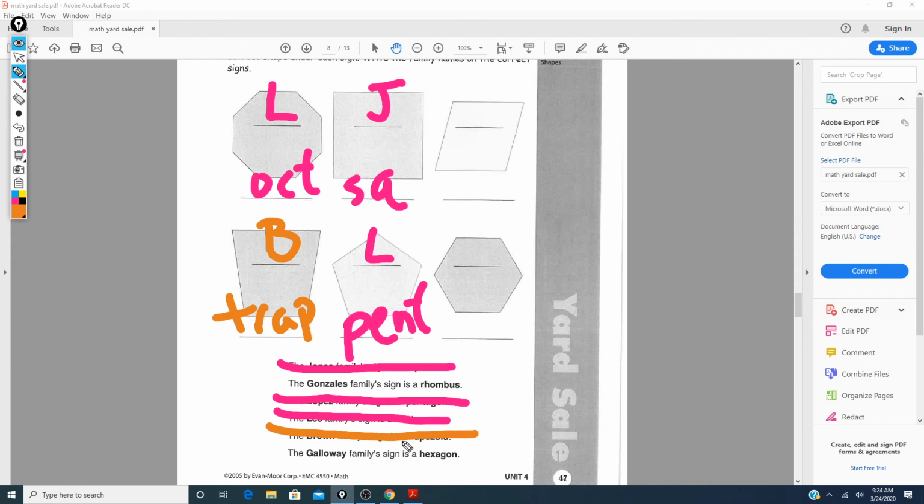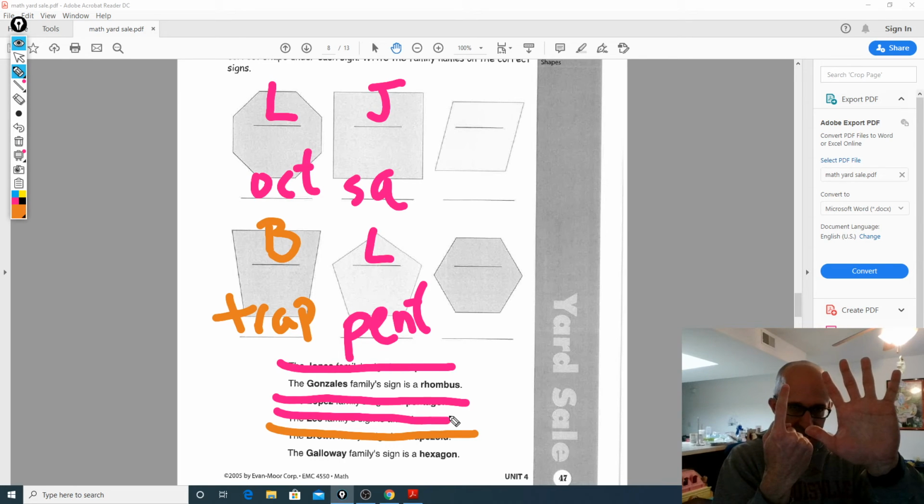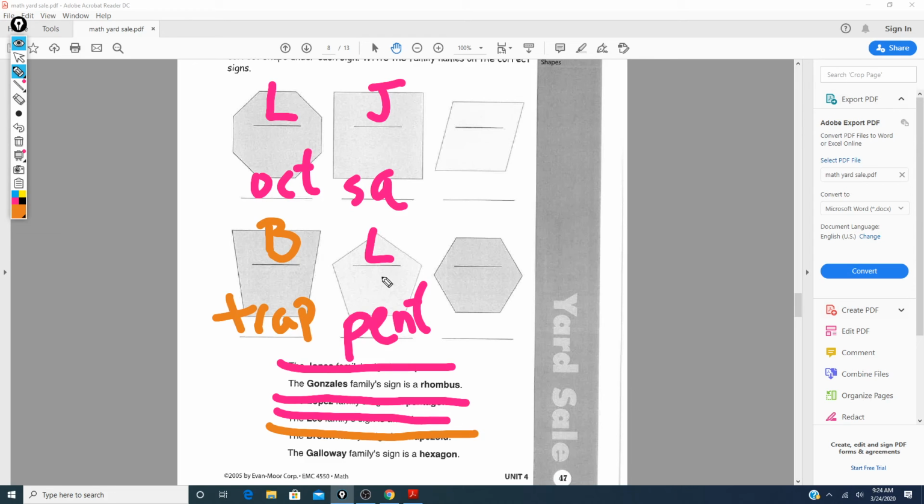The Galloway family sign is a hexagon. Hex is 6 sides. Of the two that are left, 1, 2, 3, 4, 5, and 6. That would be the Galloway's hexagon. And just by process of elimination, the Gonzalez's family sign is the rhombus.